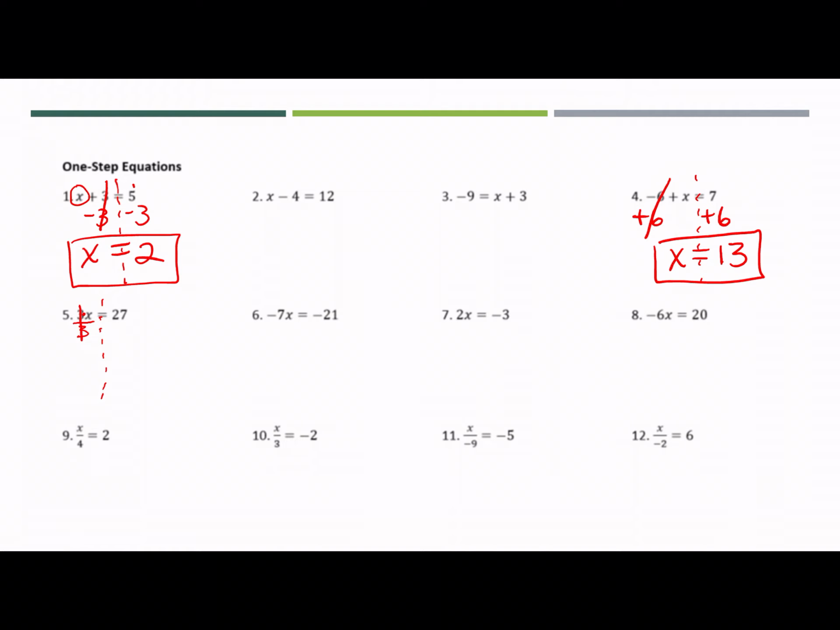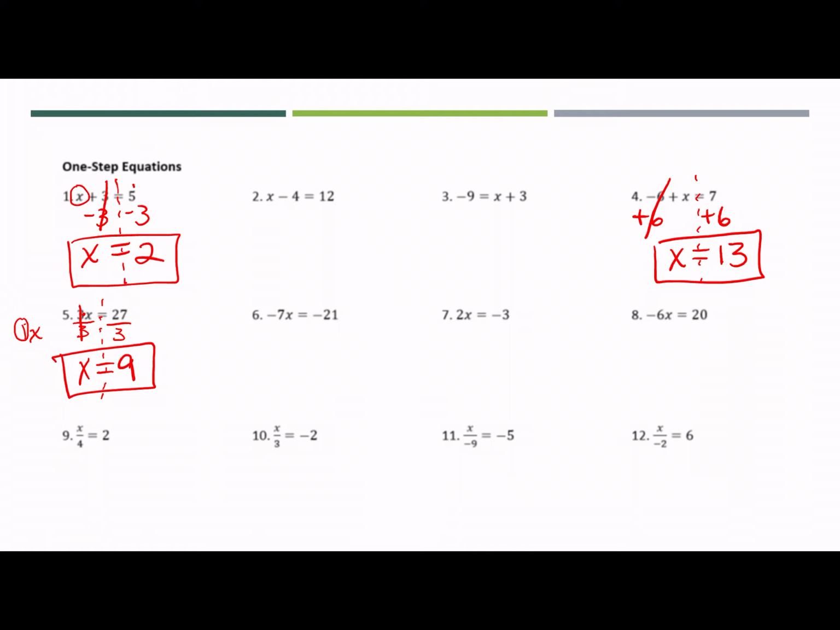So really I have like a 1x, but remember we don't really write the coefficient. If we have 1 as a coefficient, we don't typically write it. So I just have an x left. But whatever I do to one side, I have to do to the other. So 27 divided by 3 is 9. So I just get x is equal to 9.